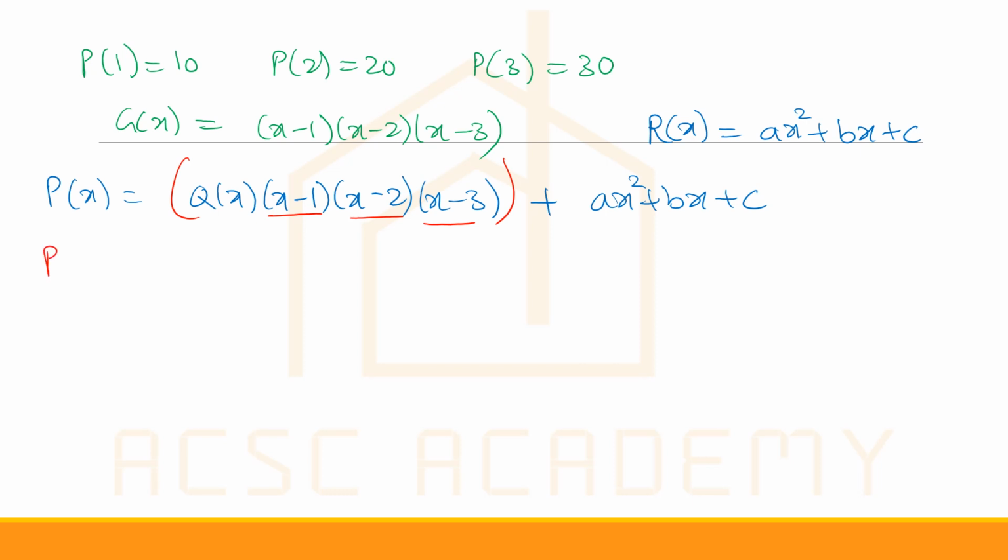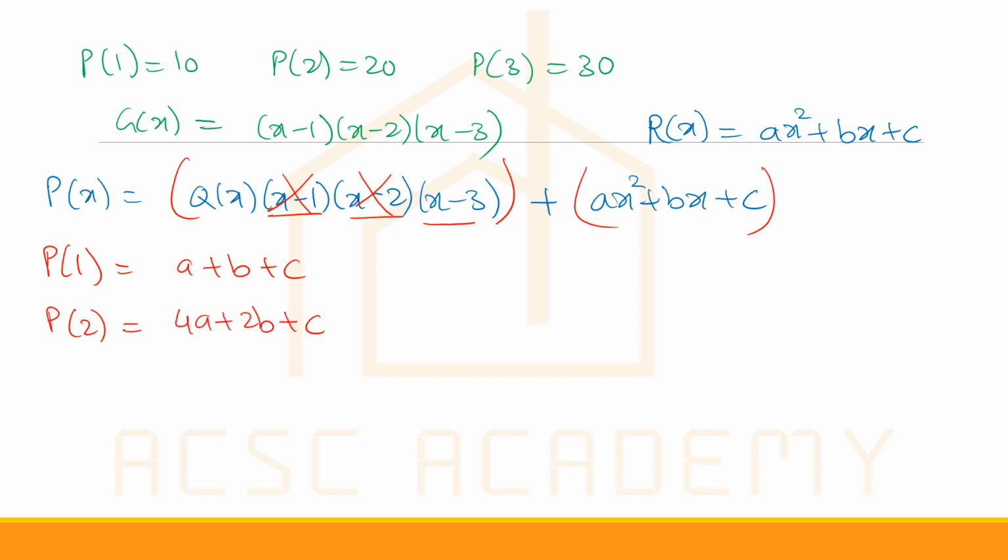So first we will take x as 1, because of which this factor will become 0, and we will get p of 1 as, from this remainder, a plus b plus c. We will get p of 2 as, the second factor will be 0. So now putting 2 in the remainder part, it will be 4a plus 2b plus c, and p of 3 will be, the third factor will become 0 now. So 9a plus 3b plus c.